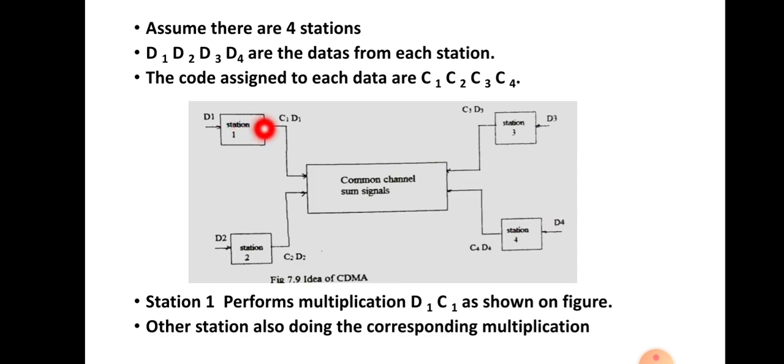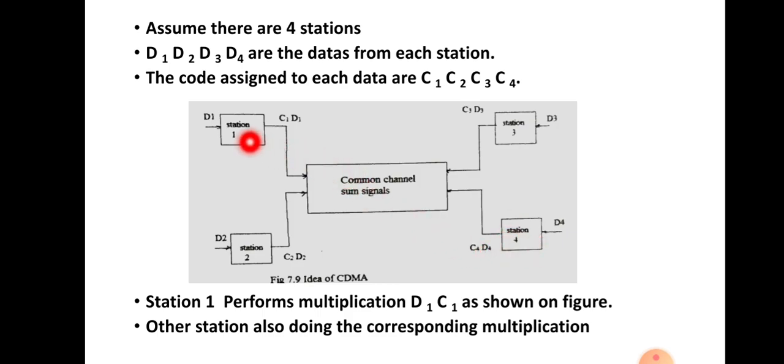Then suppose this base station is transmitting data D1, this one is transmitting data D2, station 3 is transmitting data D3, and this station is transmitting data D4, and all are transmitting at the same time. In each station there will be a code word: station 1 has code word C1, station 2 has C2, station 3 has C3, and station 4 has C4.